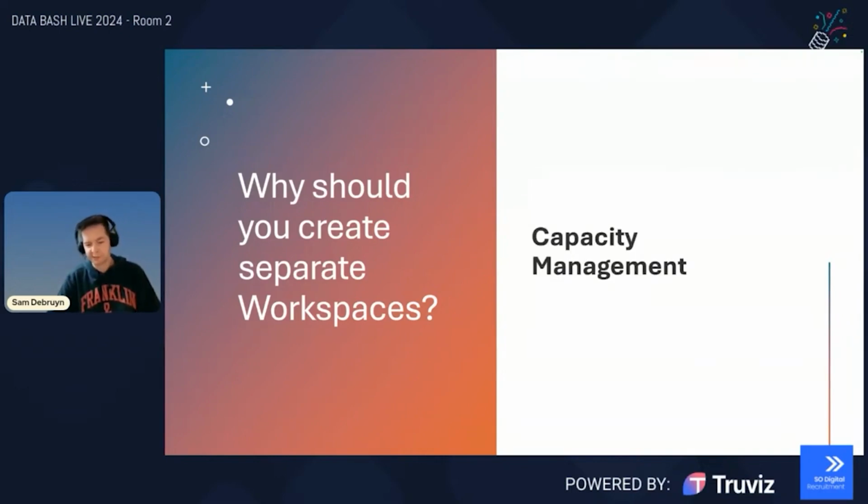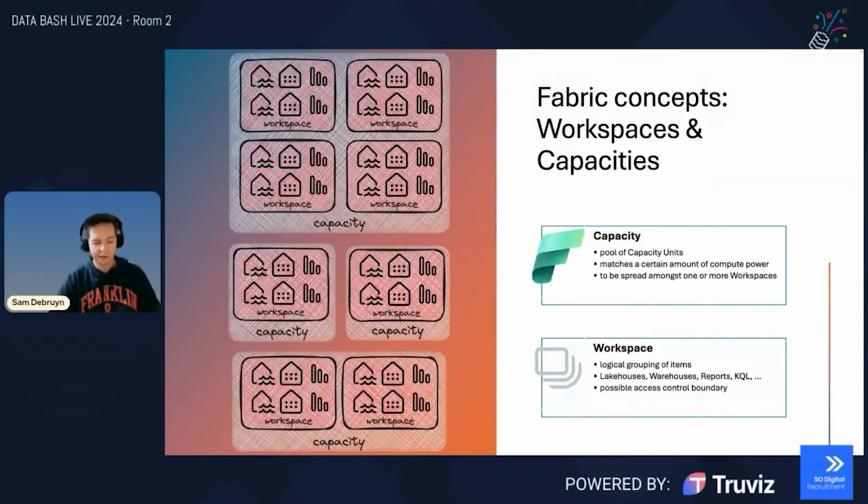But then we come to capacity management, which I think is a main reason to split up the workspaces, and why I have my workspaces separated for every layer. So, capacities. What is a capacity in Fabric? It's basically what you use to compute something. A capacity is a pool of capacity units. It matches a certain amount of compute power. It then spreads amongst one or more workspaces. Every workspace has to be linked to a capacity. Only one capacity. You can't link multiple capacities to a single workspace.